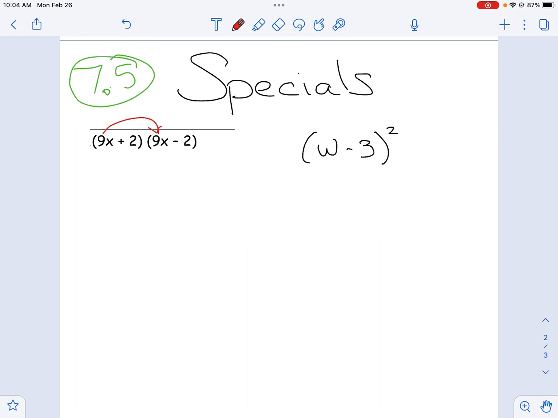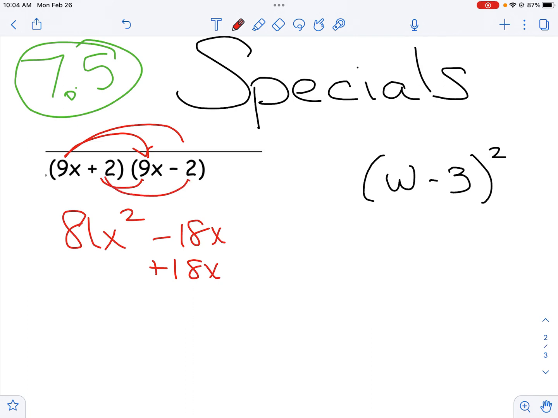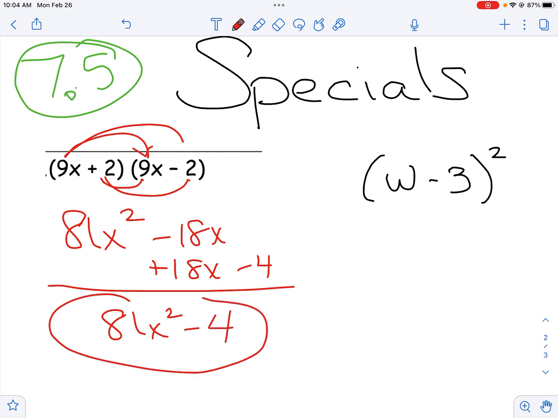Again, if I were going to do the method here, I would do 9 times 9 is 81x squared. And then I would have 9 times 2, which would give me -18x. And then I would do the bottom, which would be positive 18x. And then I would do the last terms, which would be -4. So my final answer was that. And it is special because if you notice, the insides and outside terms cancel each other out.